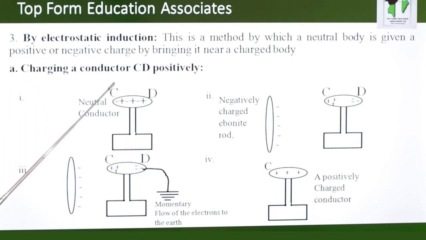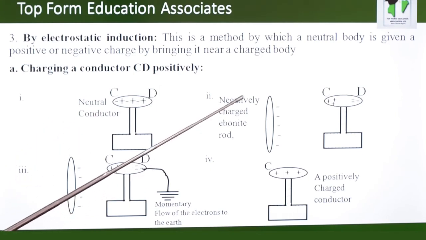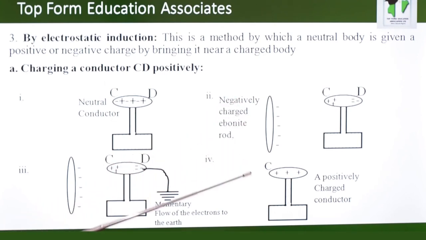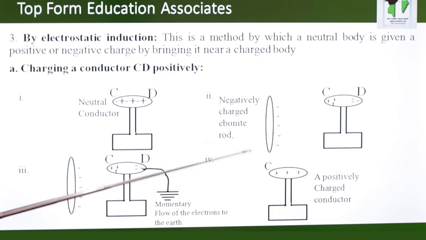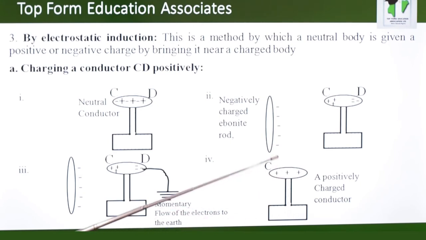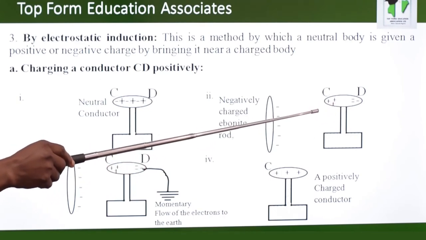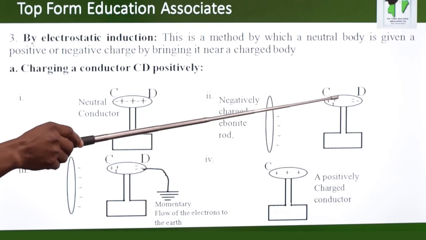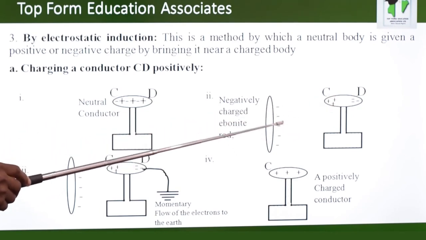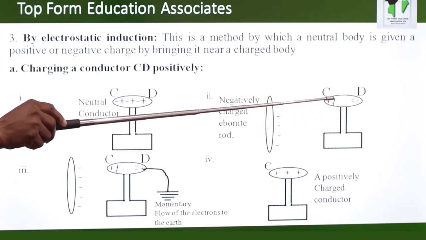Now, charging a conductor CD positively. Only this conductor: one end is labeled C, the other end is labeled D. Is that okay? We have here a neutral conductor. I have told you why we call it a neutral conductor. Now we have a negatively charged ebonite rod. When you rub ebonite against fur, it becomes negatively charged, as we discussed in ways of producing charges by friction. When you bring it near this object, the negative charges will attract the positive charges nearer to this end, while it will repel the negative charges to the extreme part of that conductor.